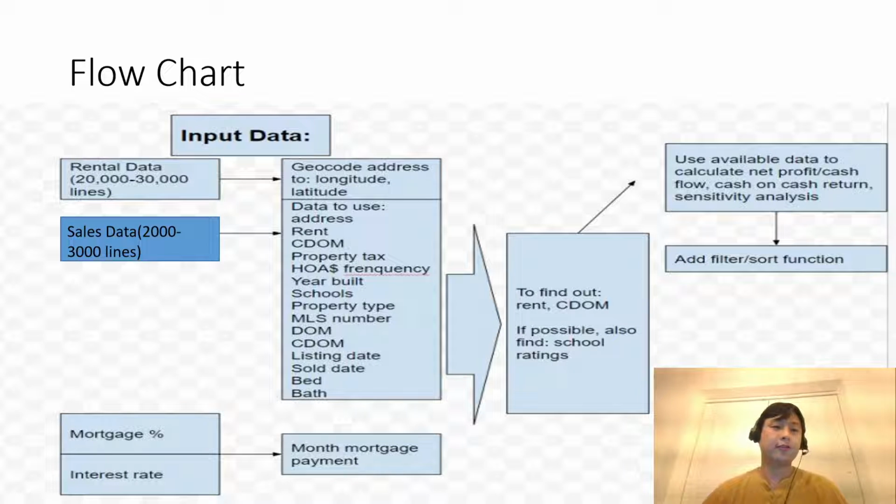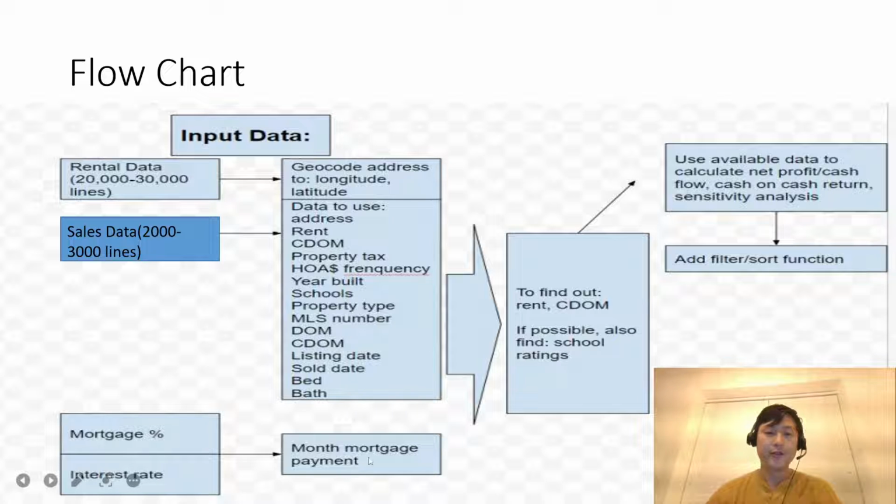So there are three sets of data that we input. Set number 1, rental data, which is downloaded from a website. Set number 2, sales data, which is also downloaded from a website. However, set number 3, interest rate and mortgage percentage, that is user input data because everybody's interest rate is different, so user needs to put their own interest rate in there.